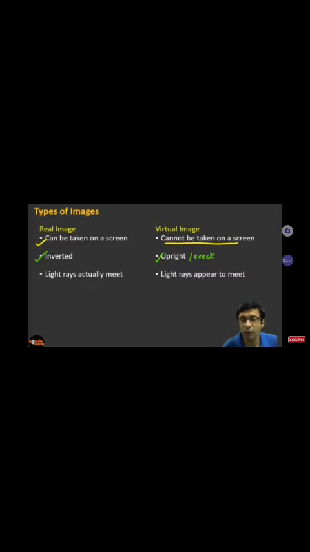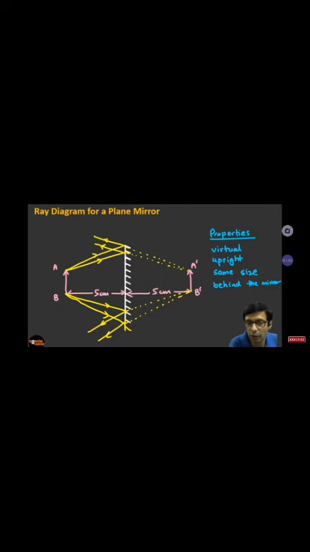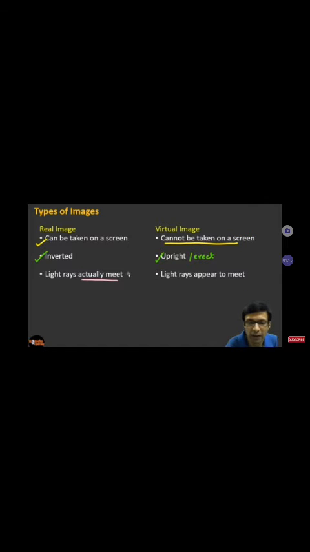Now why is it called a real image? Because the light rays actually meet, okay? But can you see here that in a virtual image, the light rays did not actually meet at A dash, B dash, they were appearing to meet. We had to trace back the light rays, okay? So this is the important point, that the light rays appear to meet in a virtual image. So these are the important points for differences between a real and a virtual image.